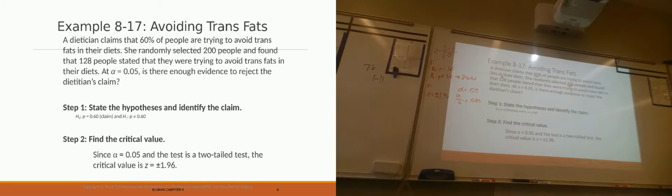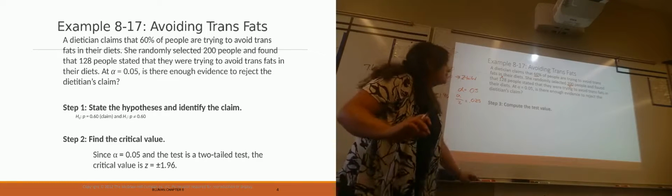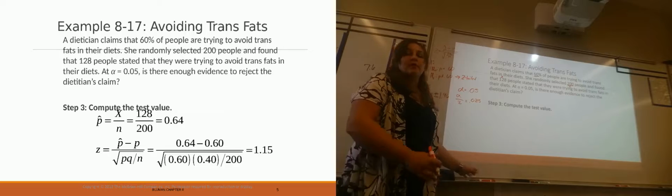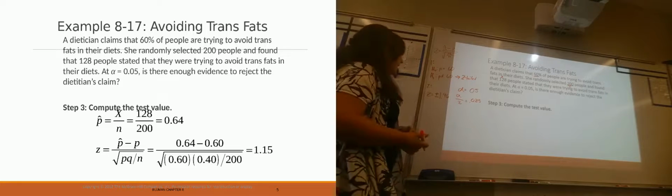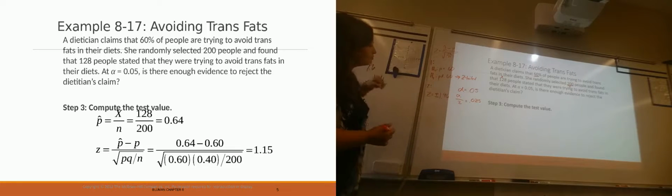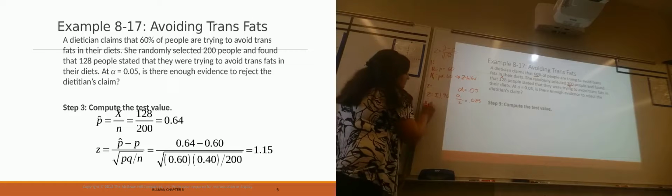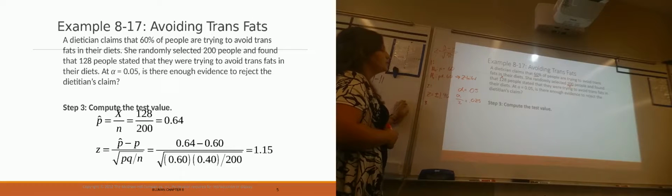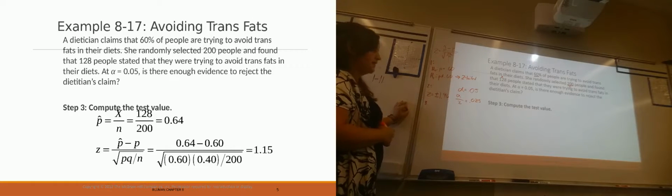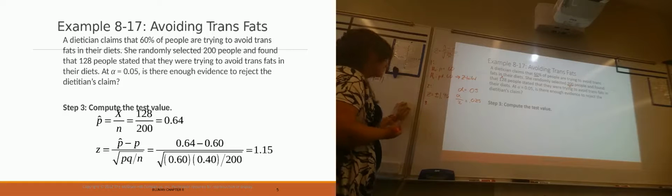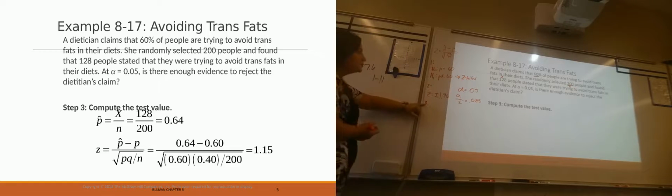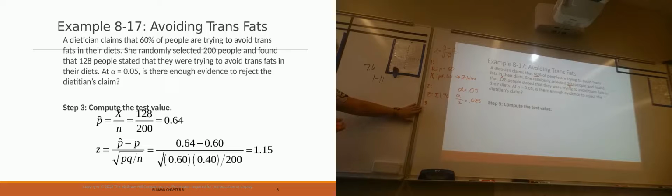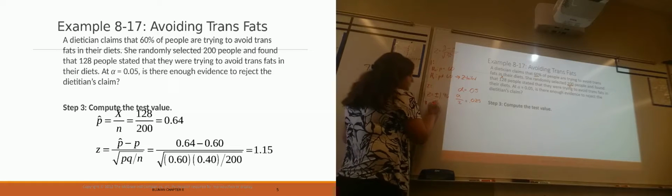So we go through, where'd my clicker go? Okay, compute the test value is the part where we're actually going to use that formula. So actually using this formula up here. Z, my p hat. What would my p hat be? So I need to do 128 over 200 to find my p hat.